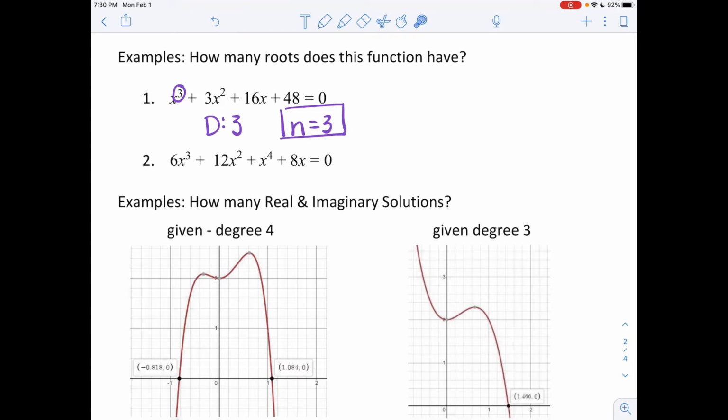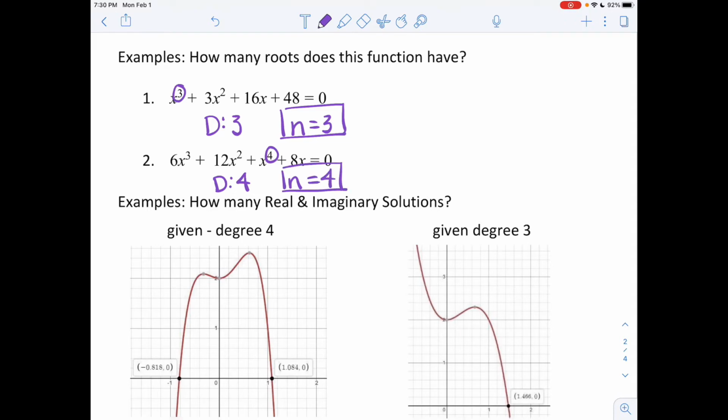My second one, here's one that is not in standard form. Notice the sneaky x to the 4th hanging out in the middle here. But that is still my degree because it's my biggest exponent. So even though it's not in standard form, don't let that trick you. My degree is 4. So that means that the number of solutions, again, not talking real, imaginary, anything, but the total number of solutions is 4.